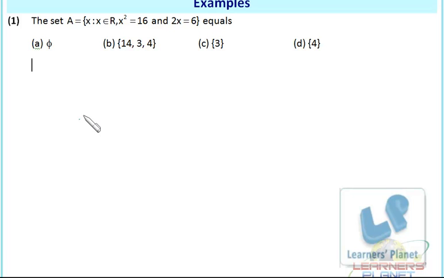Now let's take the first question. Here the set A is x such that x belongs to R, meaning real numbers, x square is equal to 16 and 2x is equal to 6. Now if x square is equal to 16, that means x is equal to plus 4, minus 4, because x is actually a real number, and 2x is equal to 6, that means x is equal to 3.